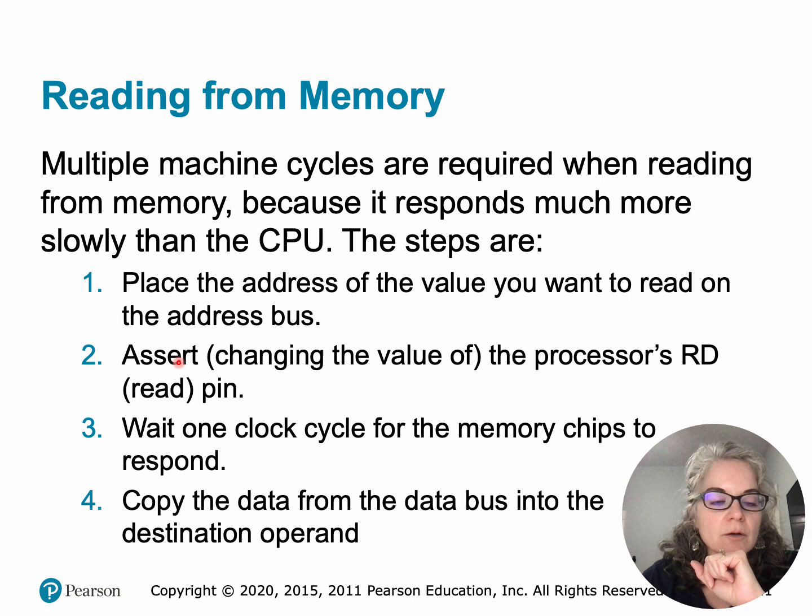Then we assert the processor's read pin. So we change the value of the processor's read pin, and we wait 1 clock cycle for the memory chips to respond. Then we copy the data from the data bus. The data bus is now going to return the data from that memory location, and the CPU will put it into the destination operand.